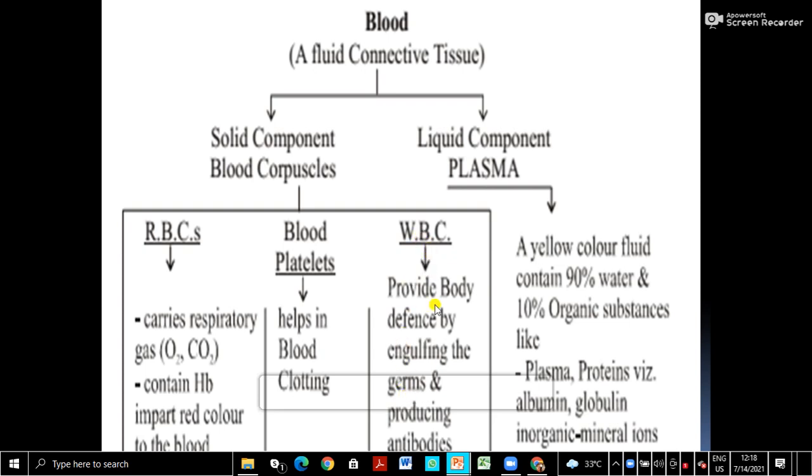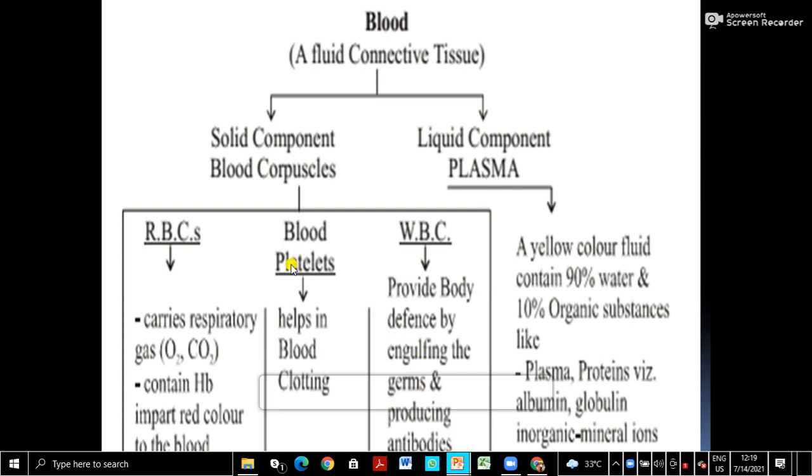So WBCs are also called the soldiers of the body. They protect, they defend the body. That's why soldiers of the body. And how do they kill the germs? By producing certain chemicals, certain proteins called antibodies. So the WBCs are important components of the immune system.